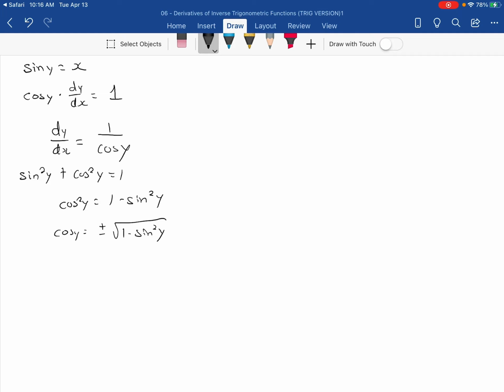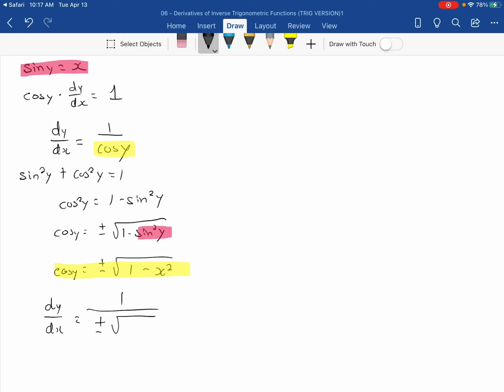And so what I notice is that sine squared y right there, and I'll get my highlighter out again, that sine y is right up here. Sine y is x, and so I get cos of y equals plus or minus the square root of 1 minus x squared, which I'll use a different color highlighter to show what I'm up to here. I'm going to take that and sub it in there, and so then I get a nice dy by dx equals 1 over plus or minus the square root of 1 minus x squared. Very nice. That happened all fairly quickly, just using implicit differentiation and a trig identity.